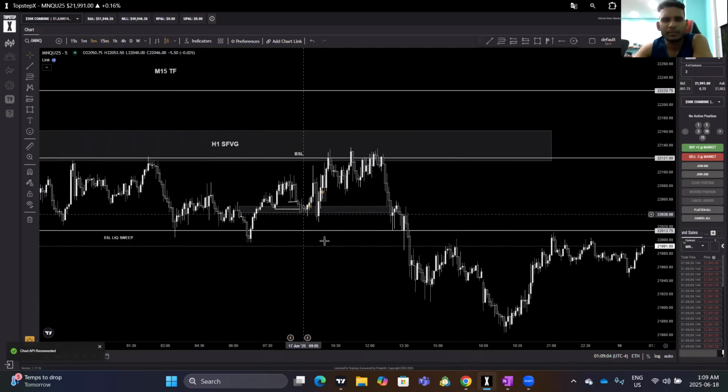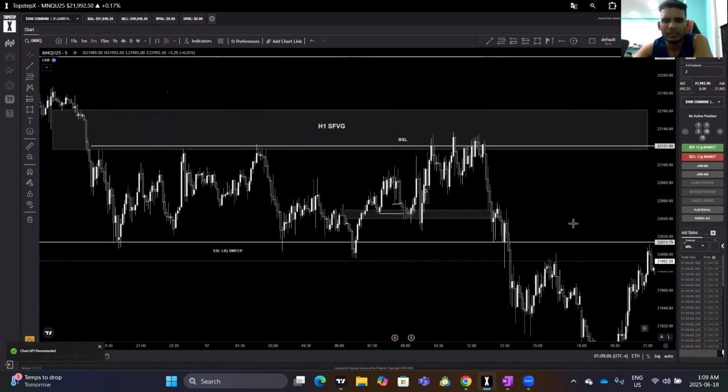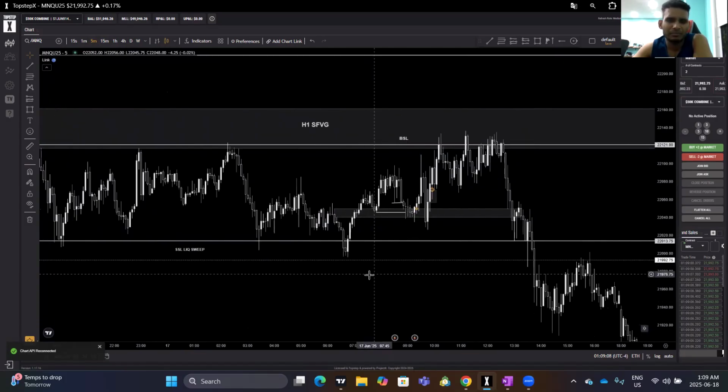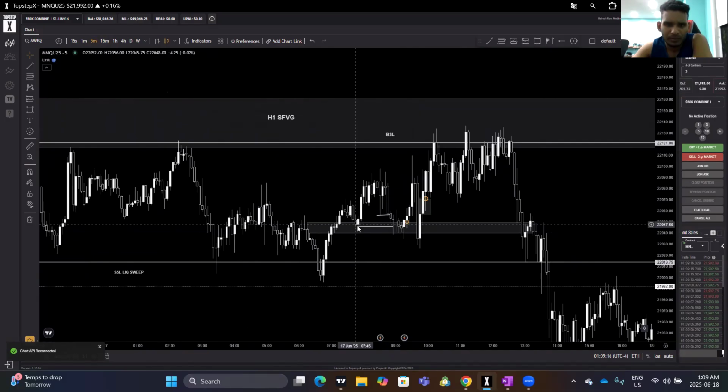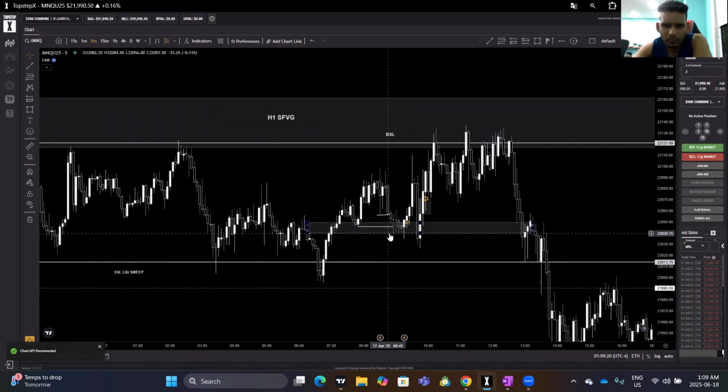In M5 it's even clearer. Sweep, this is going to be the structure shift. This is the M15 fair value gap. Going higher, this is going to be the sweep.